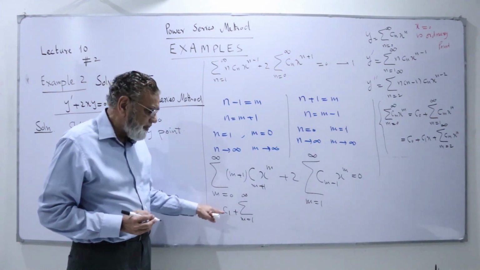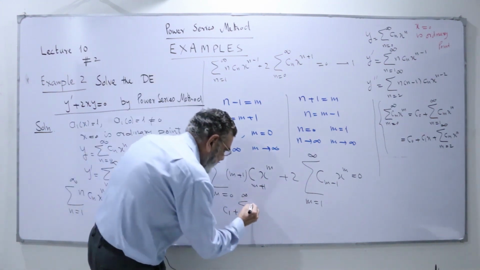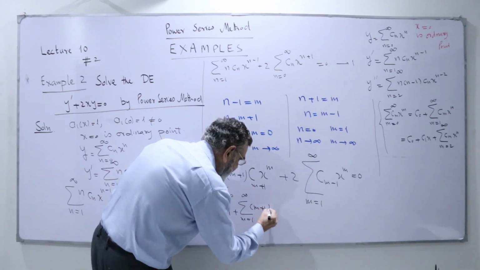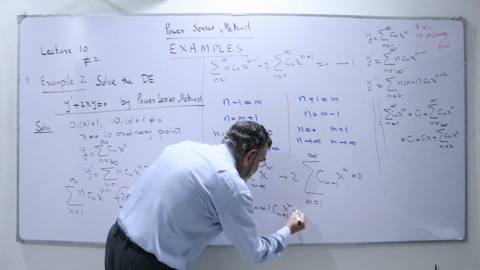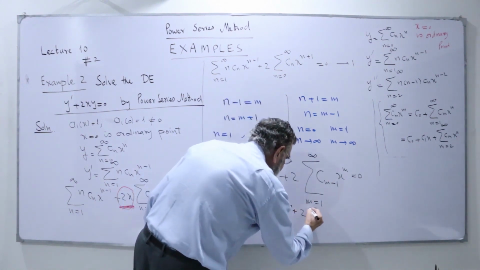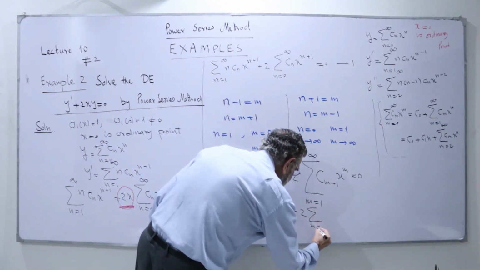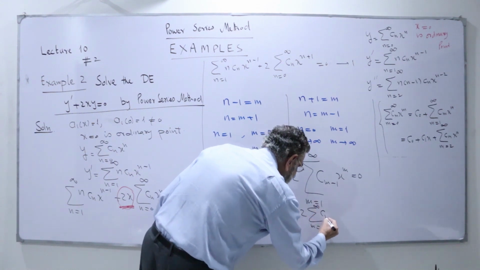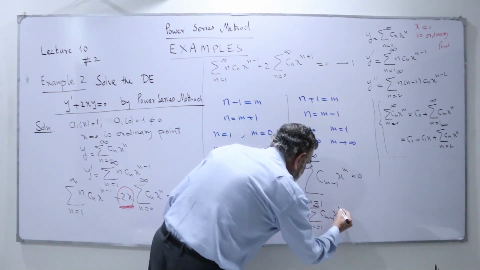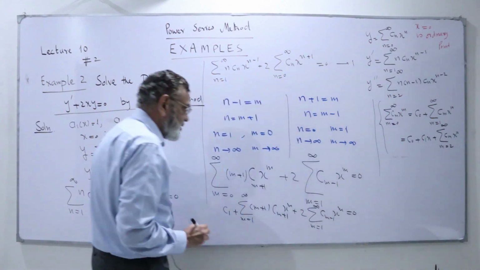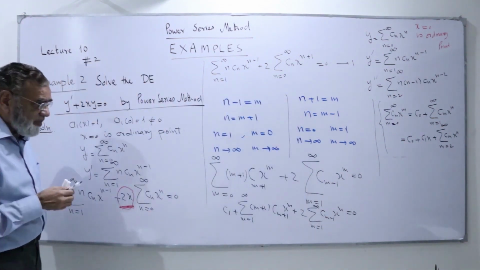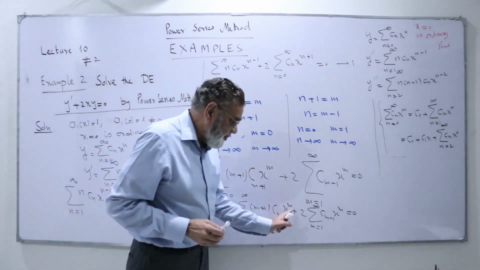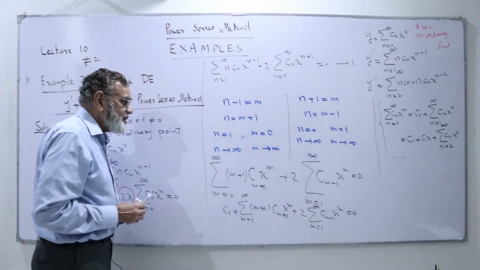Now summation will start from 1 to infinity, the same one, m plus 1, c_{m+1}, and we get here m plus 1. There is no change in this term. We get here 2 sigma, m is from 1 to infinity, c_{m-1}, x to power m equal to 0. So this is our next step that we have achieved, that we have made the summations equal and made the power equal.